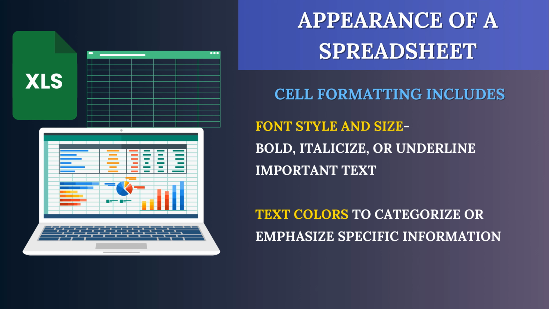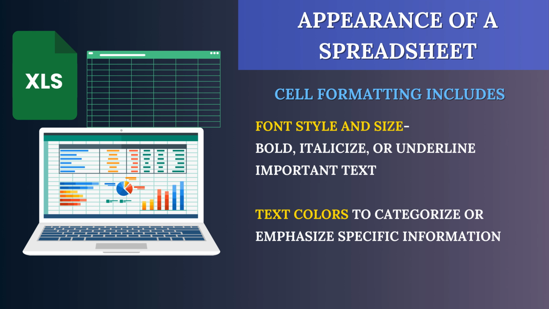Let's start with cell formatting, which includes font style and size, in which we choose a font that is easy to read, and we can adjust the size as needed. Bold, italicize, or underline important text to make it stand out. We can also use different text colors to categorize or emphasize specific information. For example, we might use red for negative numbers or important alerts.